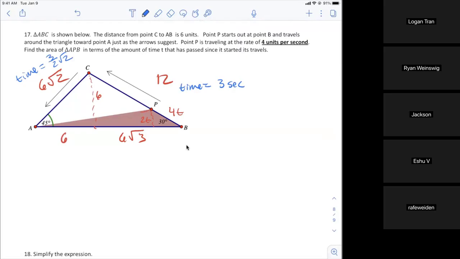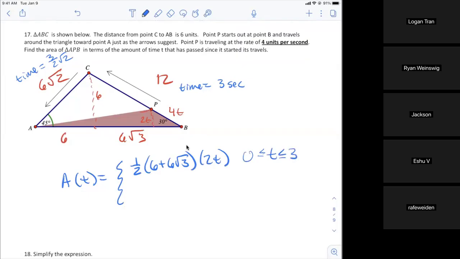Tell me what you got for the area for the first piece. For the first piece, I got 6 plus 6 root 3 over 2, or 1/2 times that, times 2t, times the height. Great, and that was between 0 and 3 seconds. The next piece is going to be from greater than 3 seconds to 3 plus 3 halves root 2 seconds, or 3 root 2 over 2.